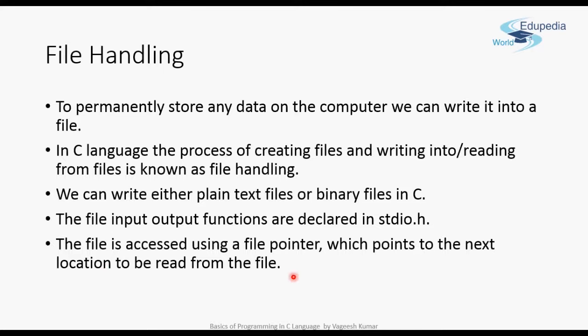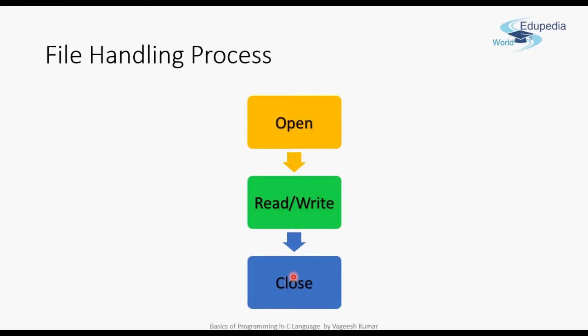The file is accessed using a file pointer, which points to the next location to be read from the file. Whenever we have to access a file, we have to declare a file pointer, which is a variable of the data type FILE, in all caps. We will read about it later on. This pointer will always point to the next available location inside the file to be read.